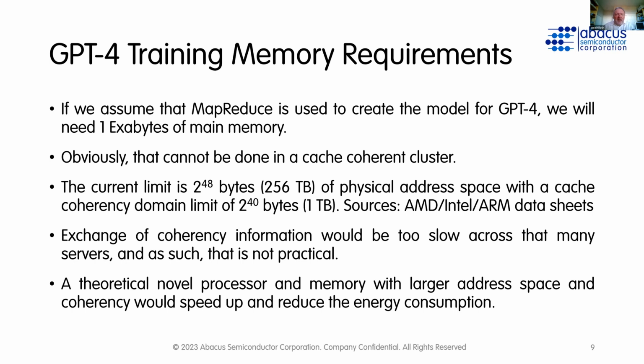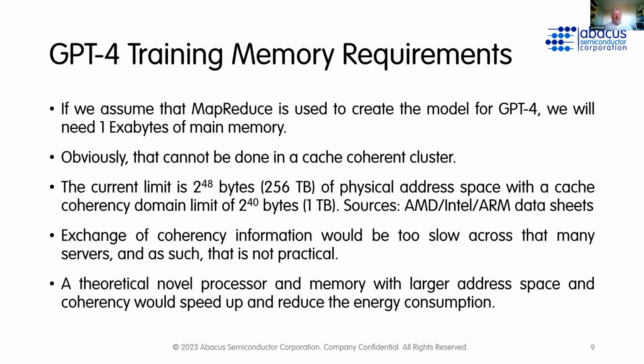So even if we try to do MapReduce to train GPT-4, it'll need 1 exabyte of main memory. There is no cache coherent cluster that can do it. And if we have a look at processors, the current limit for any processor you will find out there is 48 bits of address. So physical address space at this point in time per processor is limited to 256 terabytes. There's nothing out there that exceeds that. And the coherency domain is even smaller. For the most part, the coherency domain doesn't even cover the full physical address space. And so therefore, that's a much lower number.